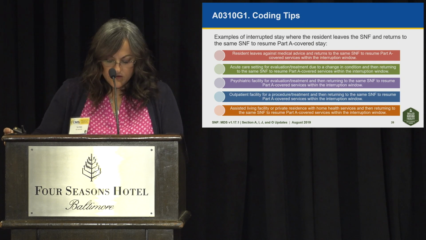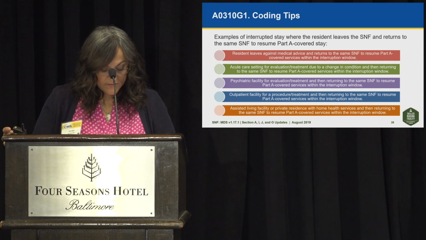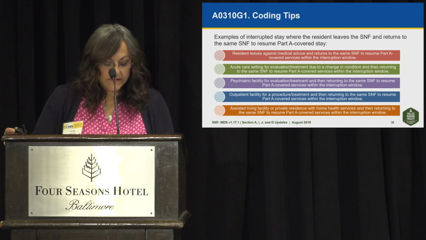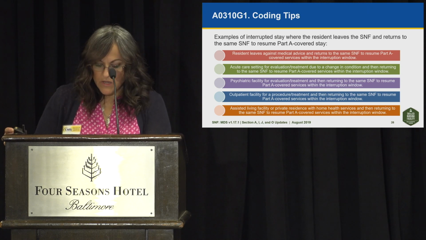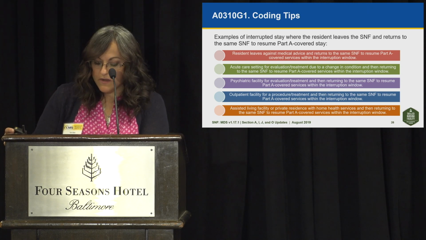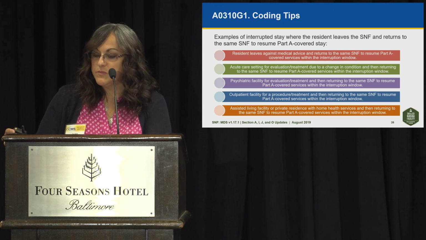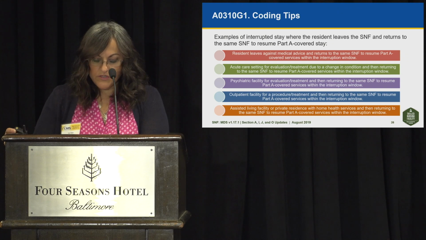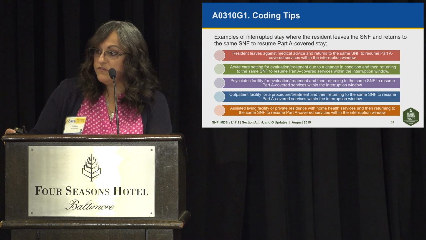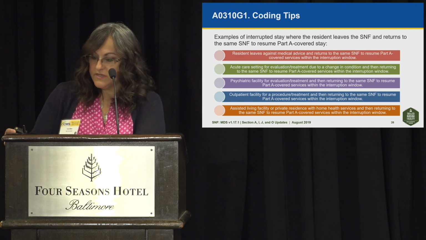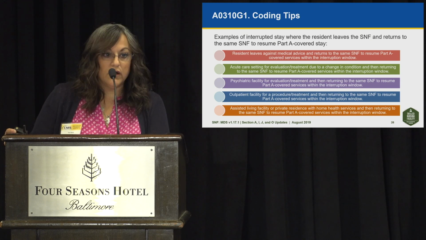As I've stated, the interrupted stay policy can apply to residents who are either physically discharged or those who remain in the facility. The information here on this slide shows some of the reasons for which the discharge from Part A can occur. These can include the resident leaving against medical advice, or the resident could be transferred to acute care, a psychiatric hospital, outpatient facility, due to a change in condition or for an evaluation and treatment, or the resident could go to another type of facility, like a SNF, an assisted living, a private residence, or home health services.